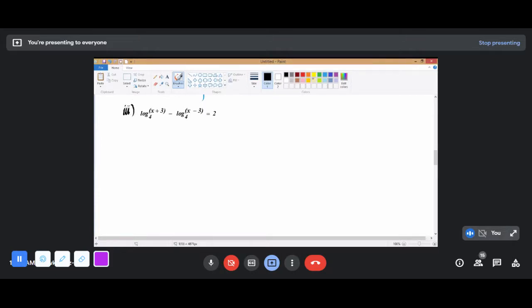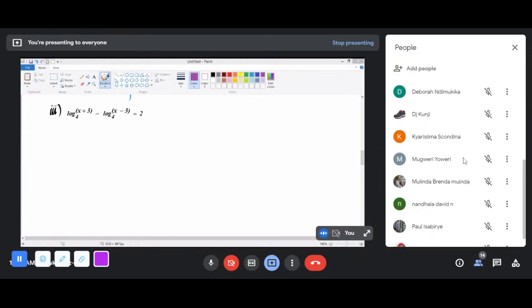Okay. What should be the first step? Can I have a boy this time round? What should be our first step when solving for x here? Let's have a boy contribute on the procedure to take.